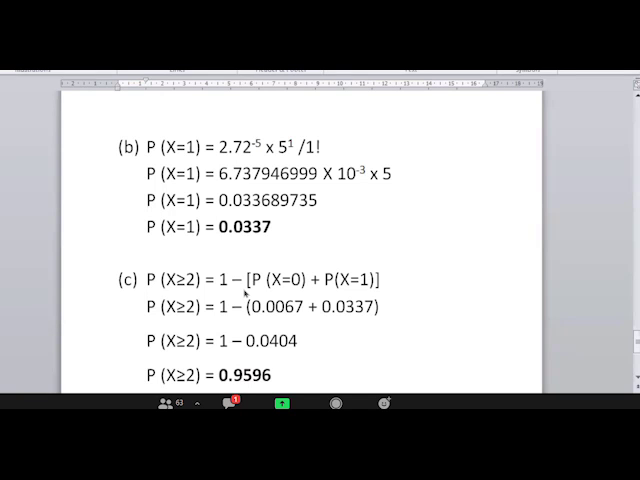Okay, so is this our final answer? 0.9596. Yes, after subtracting. That's our final answer, right? Yes, sir.